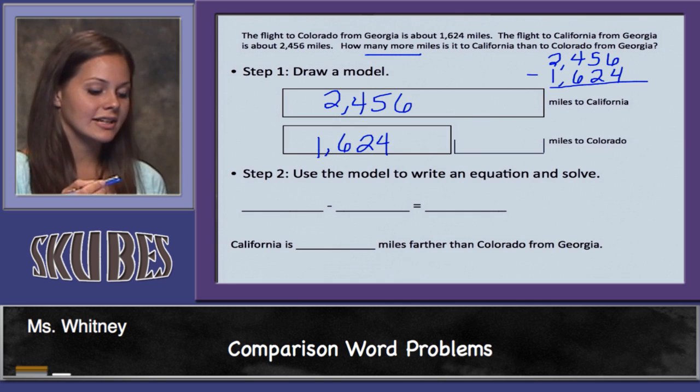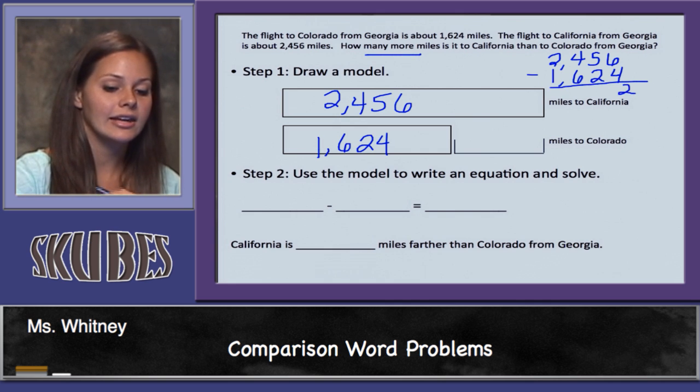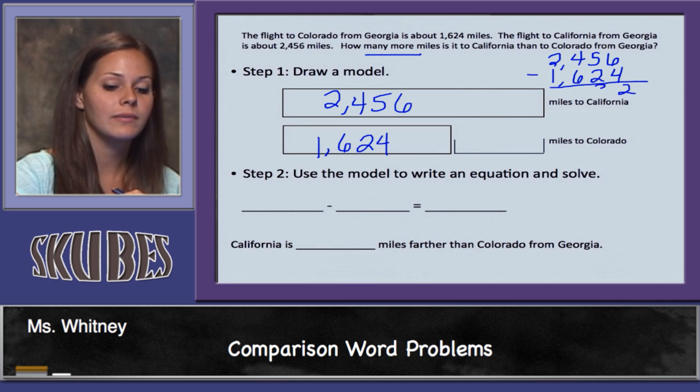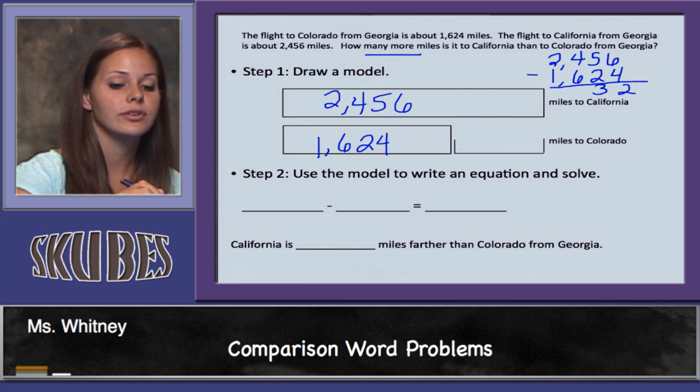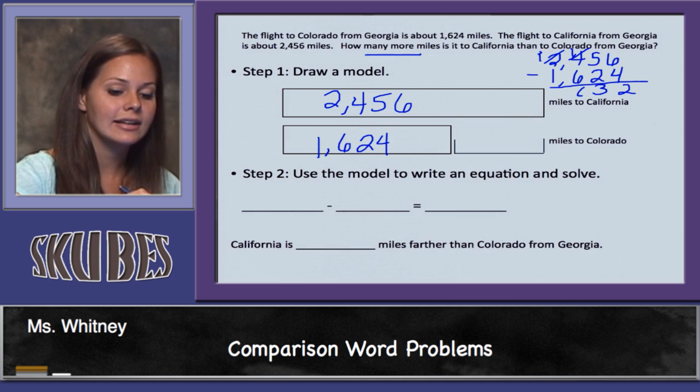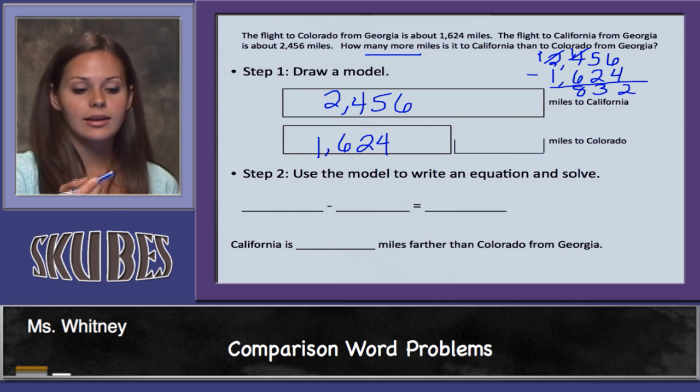When I subtract 6 minus 4, I get 2. 5 minus 2, I get 3. Now I have to regroup. The 2 becomes a 1. The 4 becomes a 14. 14 minus 6 is 8. And 1 minus 1 is 0.